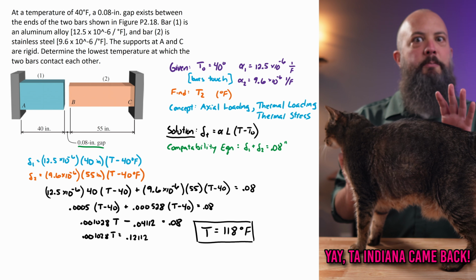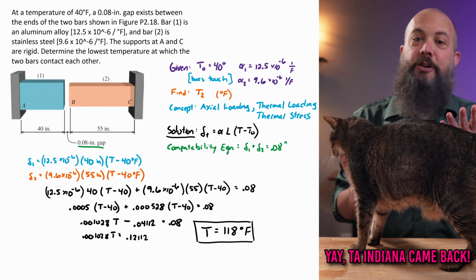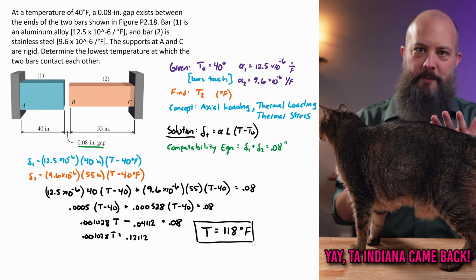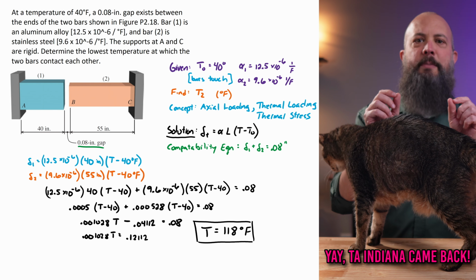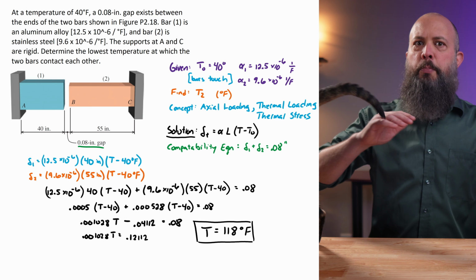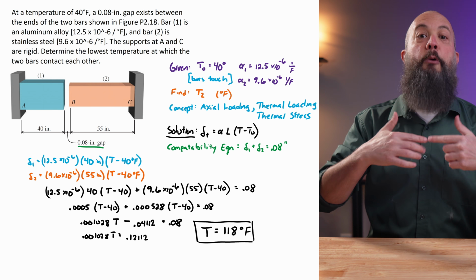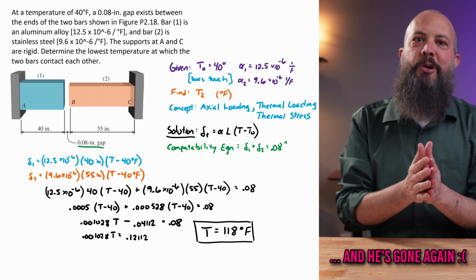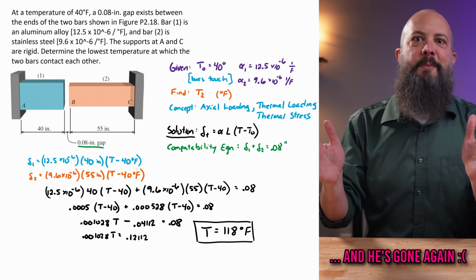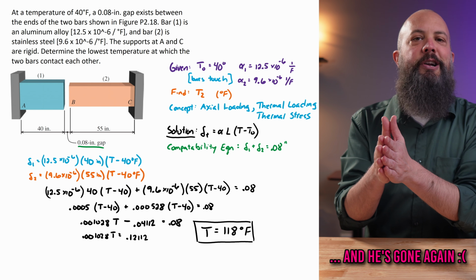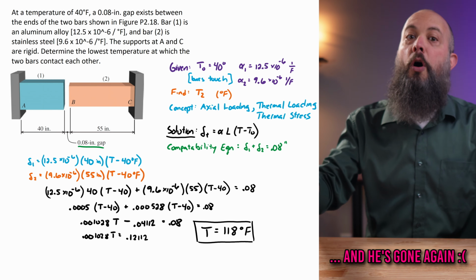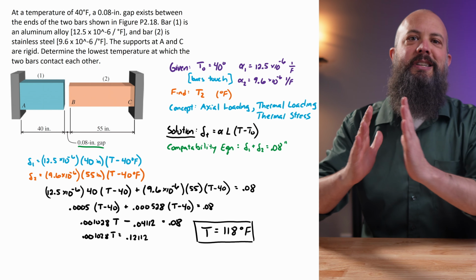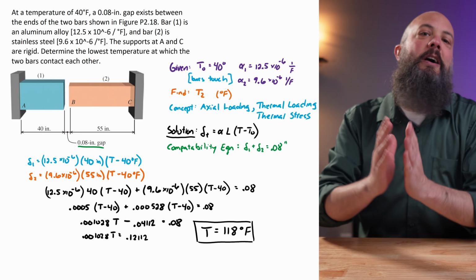Now, if the final temperature were, say, 140 degrees Fahrenheit, this would be an indeterminate loading problem. This would mean that the change in temperature is so large that the two bars are actually pushing into each other. They want to expand more than 0.08. And in that case, you would have to solve for the amount of stress inside each one. You'd have to solve for the stress at each wall to figure out how much each beam is essentially being compressed due to the compressive forces on either end.